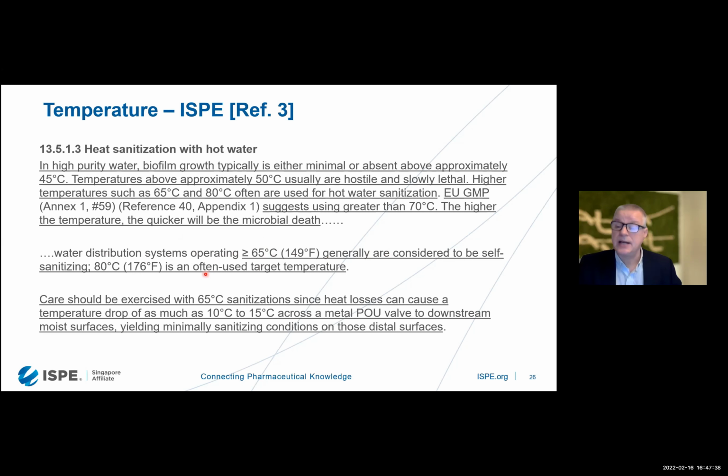When you sanitize, there is a recommendation maybe to go higher, to 80 degrees, and this is just for a short time. And of course it goes faster if you have a high temperature when you would like to sanitize your system. So you can have the system up and running soon after that. They also mention that care should be exercised with 65 degrees sanitization instead of 80 degrees sanitization, because we can get heat losses in the system. So secure you have these 65 degrees Celsius at the end of the return to the tank, because then you are more or less sure that you have 65 minimum everywhere in the system.